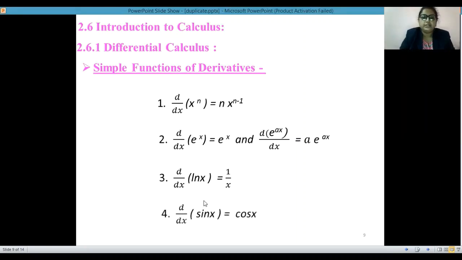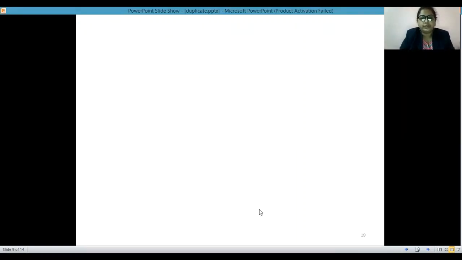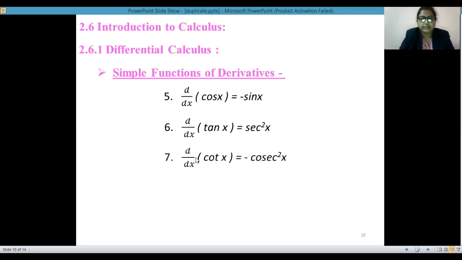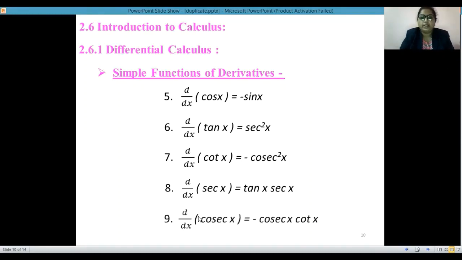Then fourth one is d/dx of sin x is equal to cos x. Fifth one is d/dx of cos x is equal to minus sin x. Sixth one is d/dx of tan x is equal to sec square x. Seventh one is d/dx of cot x is equal to minus cosec square x. Eighth one is d/dx of sec x is equal to tan x sec x. And the ninth one is d/dx of cosec x is equal to minus cosec x into cot x.